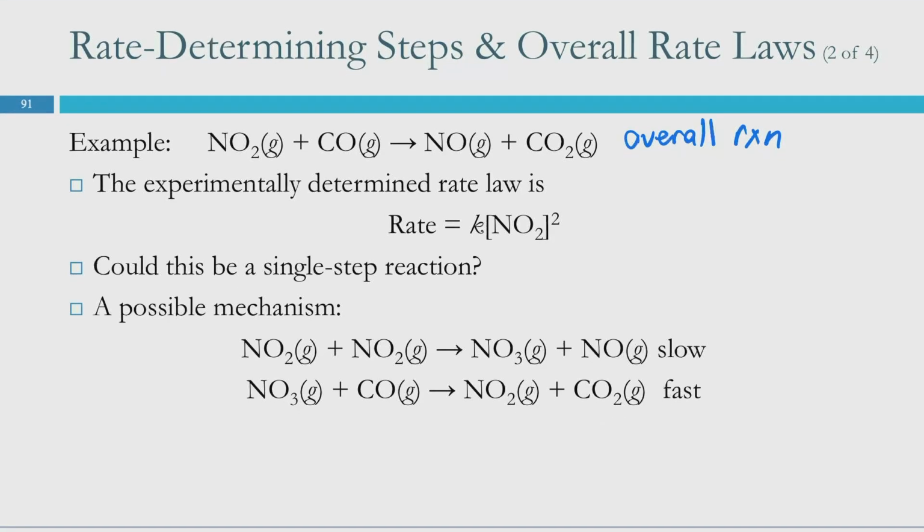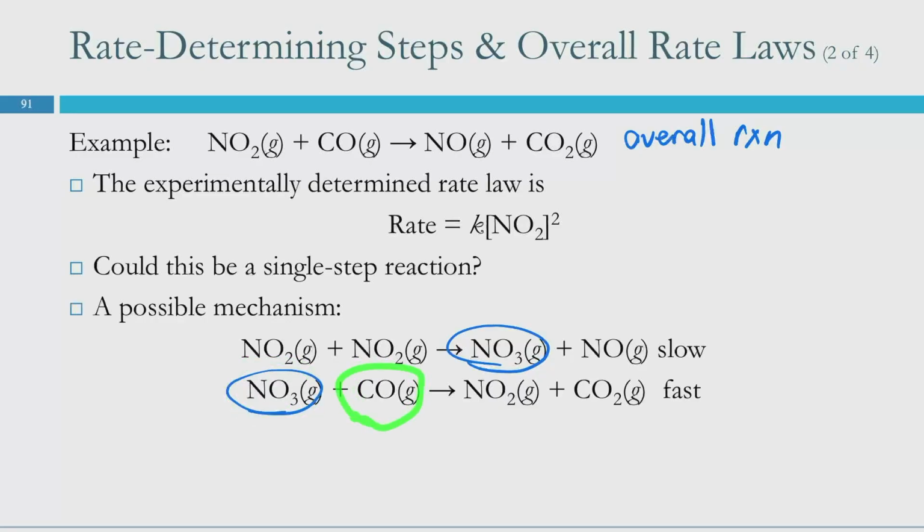So one possible mechanism that we could use for this is that we have an initial step of NO2s reacting with each other. It forms an intermediate. Where's the NO go? Anyway. And then we react that. Oh, the NO is one of our products, my bad. Then we have a CO that comes in, and this is a fast step. So as soon as this NO3 is generated, it's going to get consumed or used up by that CO.